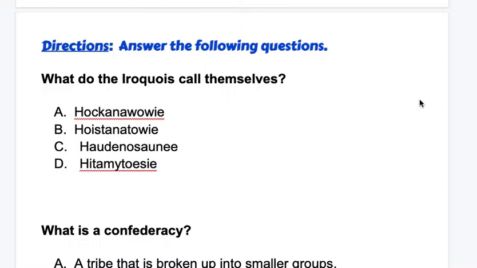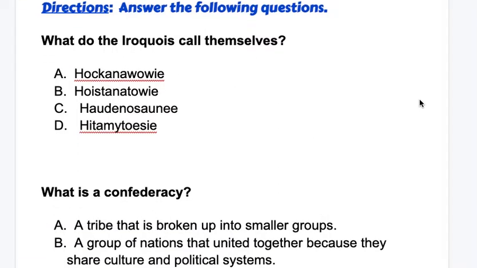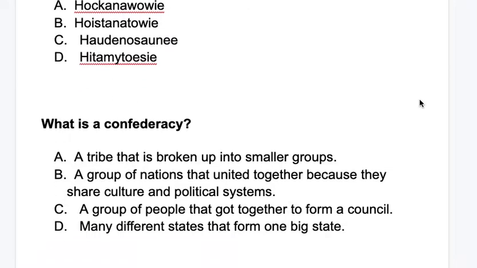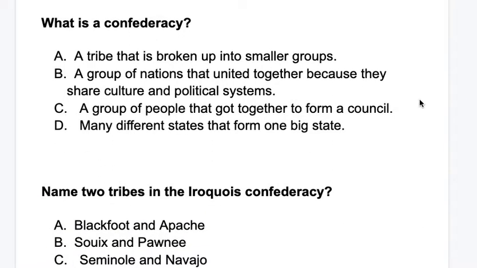So directions: answer the following questions. What do the Iroquois call themselves? A. The Hakanawawi. B. The Hoistanatowi. C. The Haudenosaunee. Or D. Hidamitoses. Question number 2. What is a confederacy? A. A tribe that is broken up into smaller groups. B. A group of nations that united together because they share culture and political systems. C. A group of people that got together to form a council. Or D. Many different states that form one big state.